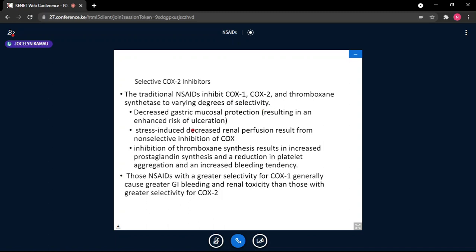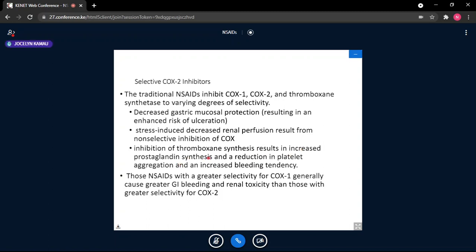They will decrease gastric mucosal protection, resulting in ulceration that we have mentioned. They will also bring about stress-induced decreased renal perfusion. Inhibition of thromboxane synthesis results in increased prostacyclin synthesis and reduction in platelet aggregation and increased bleeding tendency. Remember, inhibition of thromboxane results in increased prostacyclin synthesis.